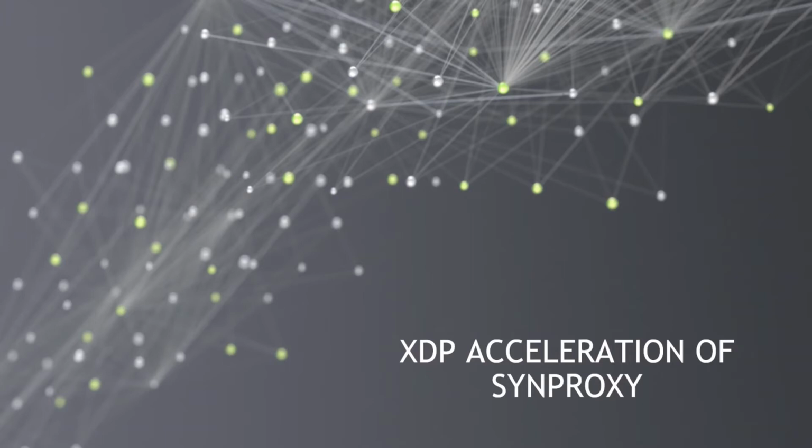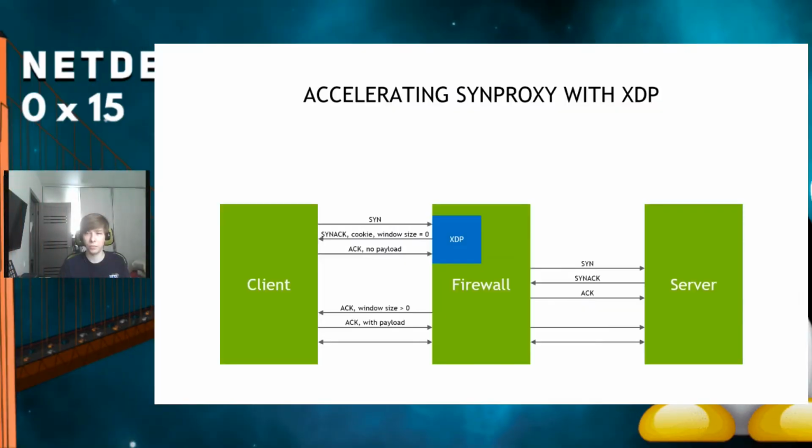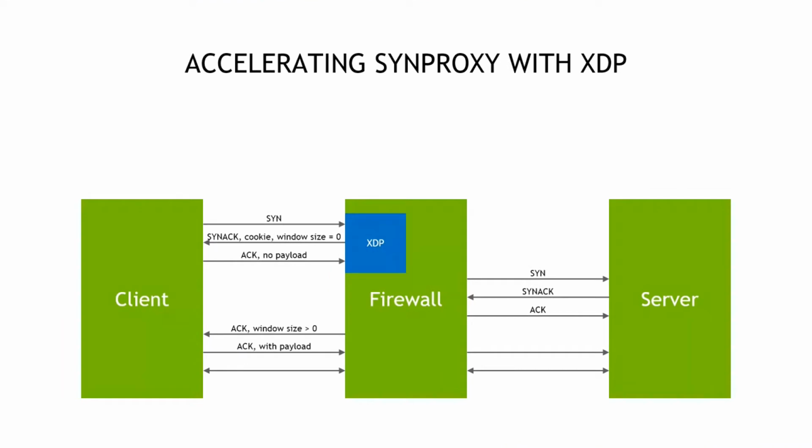So let's finally talk about XDP acceleration. The block highlighted in this picture will be accelerated with XDP. It includes all the stateless operations, generating a SYN cookie and checking it. Synproxy is no longer involved at this step. Only after the XDP program checks the SYN cookie in the ACK packet, it passes it to Synproxy, and the rest is handled by it as usual.